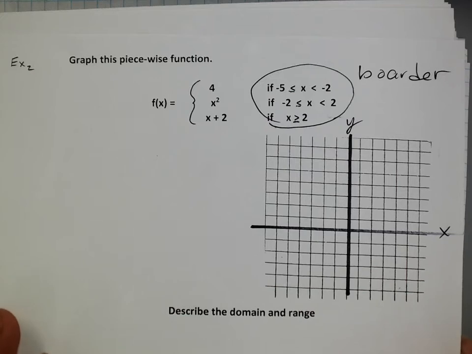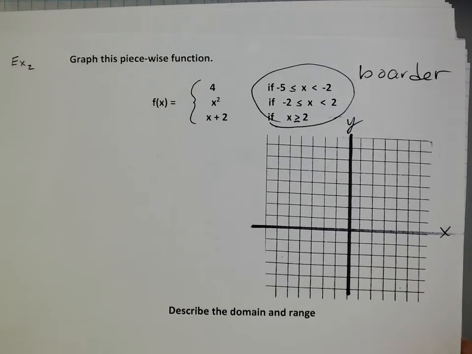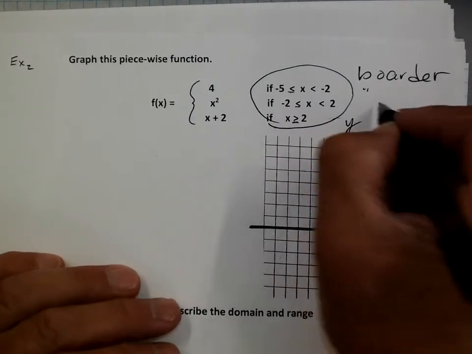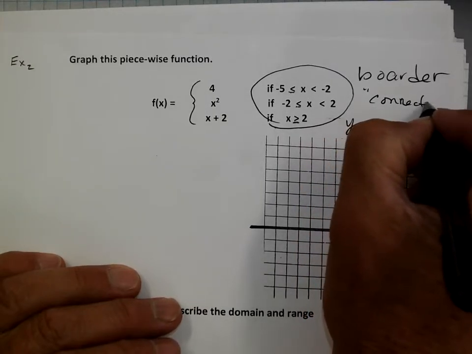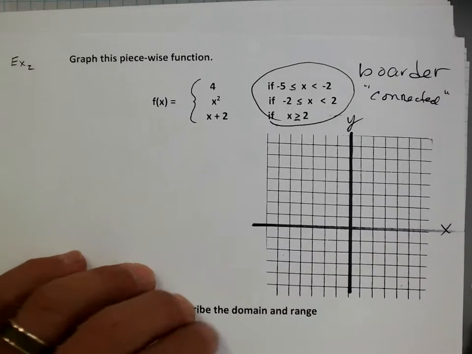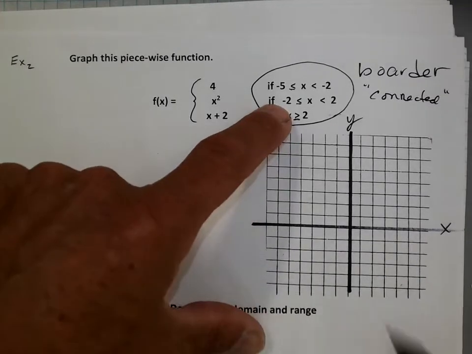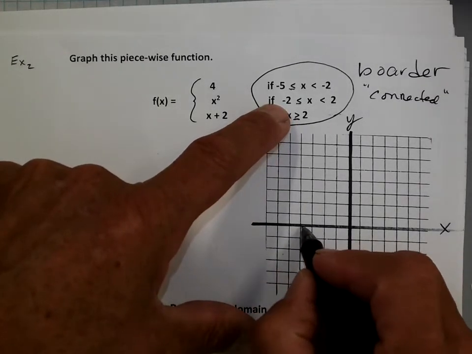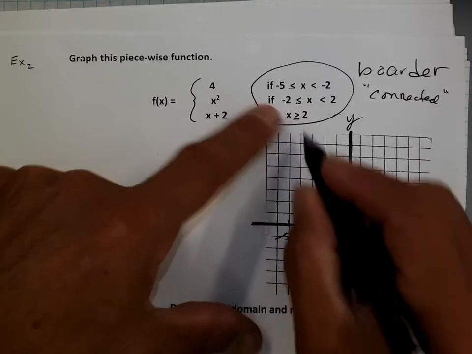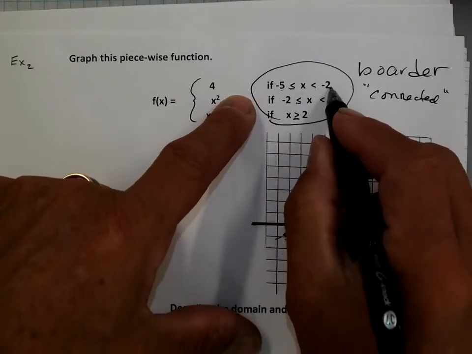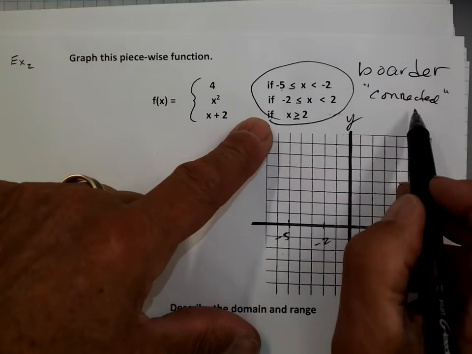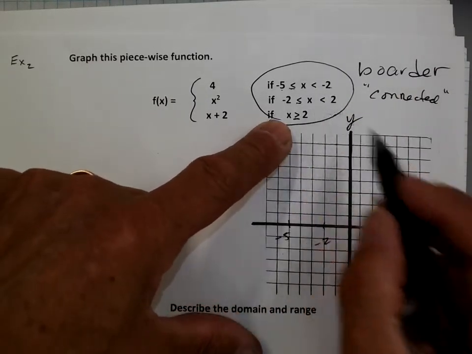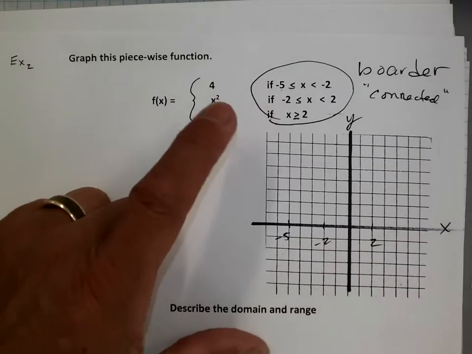Now, border. Let's put in my border lines where the pieces are connected. So at -5, 1, 2, 3, 4, 5. -5 is where one border line is. -2 is where the other border line is. And then +2 is where my other border line is. So I'm going to put those in.